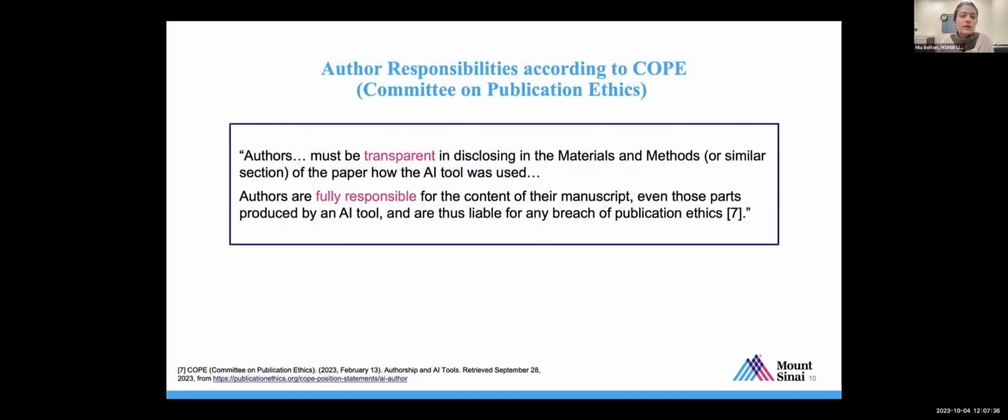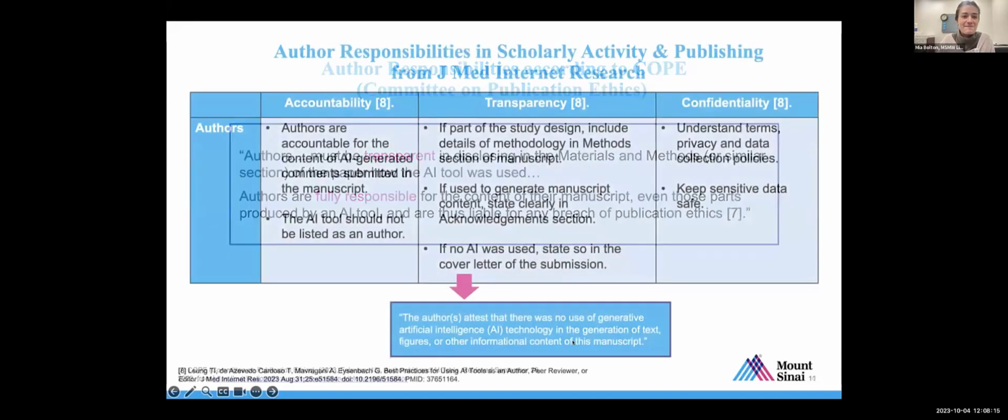So here I have a quote from the Committee on Publication Ethics. It is part of their position statement that they have recently released, and I will read it now. Authors must be transparent in disclosing in the materials and methods or similar section of the paper how the AI tool was used. Authors are fully responsible for the content of their manuscript, even those parts produced by an AI tool, and are thus liable for any breach of publication ethics. So here, the Committee on Publication Ethics highlights transparency and accountability for authors being fully responsible, which you will see is a common theme.